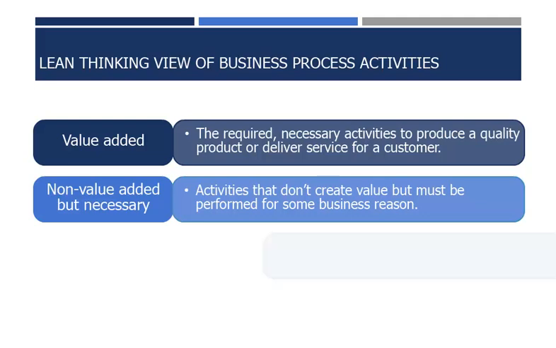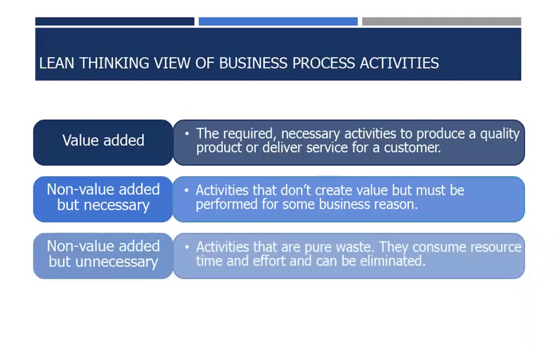The third type of activity is non-value-added but unnecessary activities. These are the 8 wastes of lean and can be eliminated with no impact on the customer or on business requirements. Examples of non-value-added but unnecessary activities are defects, overproduction, waiting time, unnecessary transportation, inventory, unnecessary motion, and excess processing.